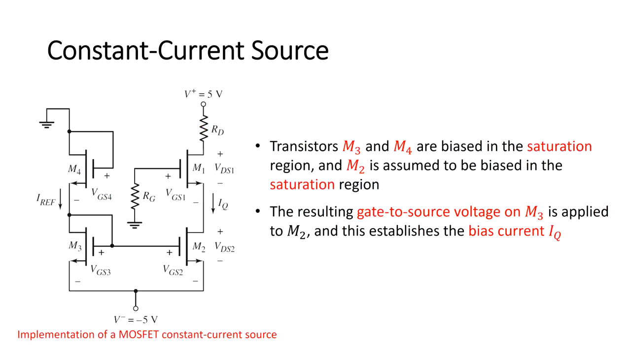The constant current source can be implemented by using MOSFETs, as illustrated in the slide. The transistor M2 is assumed to be biased in the saturation region. The resulting gate to source voltage on M3 is applied to M2, and this establishes the bias current IQ.